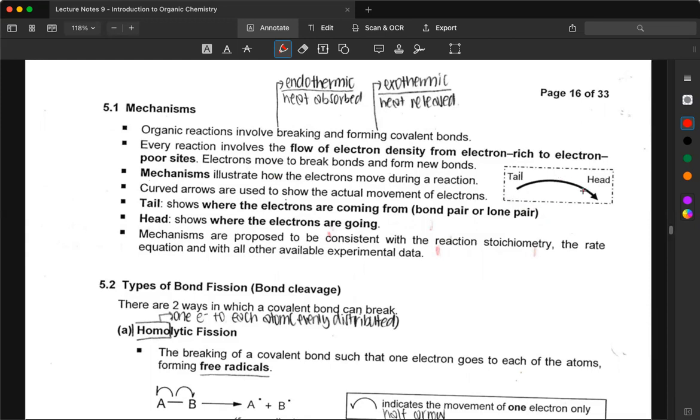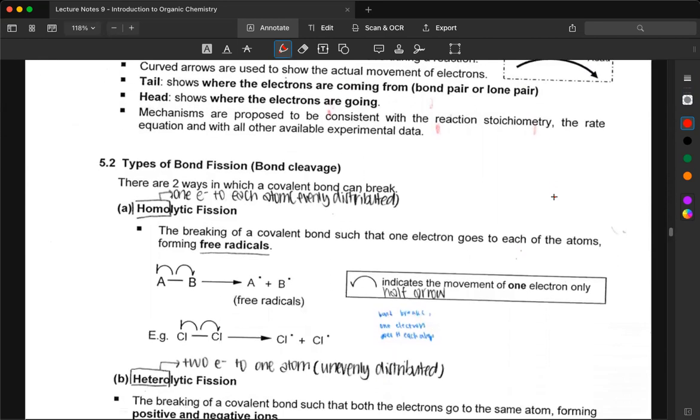A curved arrow is used to show the actual movement of electrons. The tail shows where the electrons are coming from, either from a bond pair or a lone pair. The head shows where the electrons are going. And mechanisms are proposed to be consistent with the reaction stoichiometry, the rate equation, and all available experimental data. There are 2 types in which a covalent bond can break.